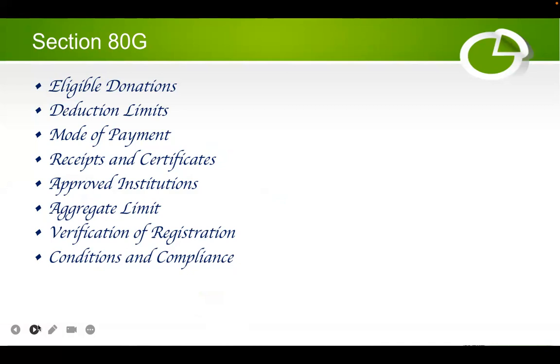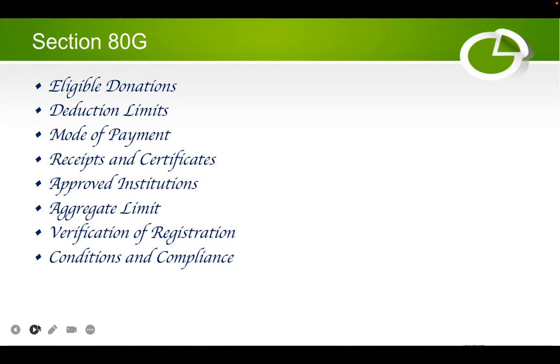First one, eligible donations. Eligible donations, which qualify for deduction under Section 80G, are donations made to certain charitable institutions. These include the Prime Minister's National Relief Fund, the National Defence Fund, and various approved charitable organizations. The deduction limit is either 100% or 50% of the donated amount, depending on the specific fund or institution. Some funds offer 100% deductions, while others may provide deductions of 50% of the donated amount.